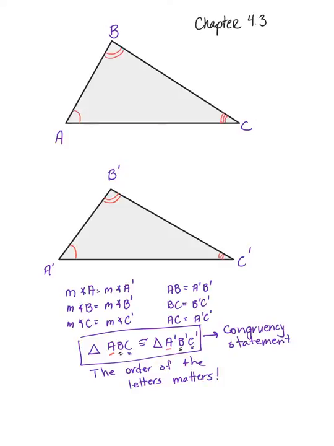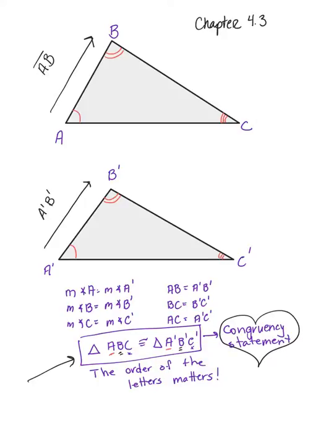We can see that play out a little bit better when we're looking at the segments. When I look at segment AB, if I go from A to B, this segment right here, then I must refer to the side in the second triangle as A prime, B prime, if I know the two triangles are congruent. And because of my congruency statement, I know my two triangles are congruent.